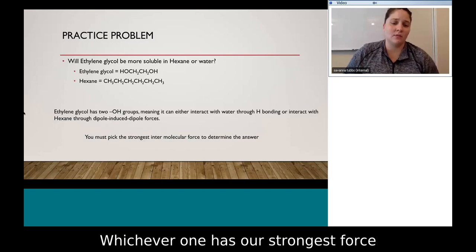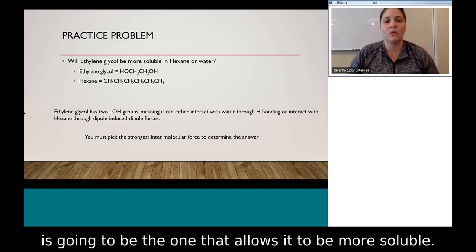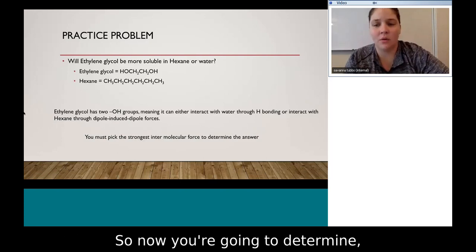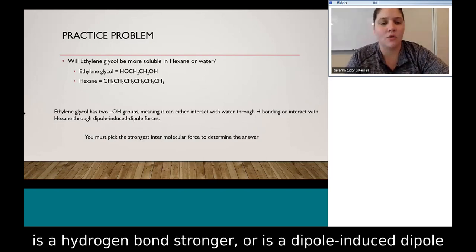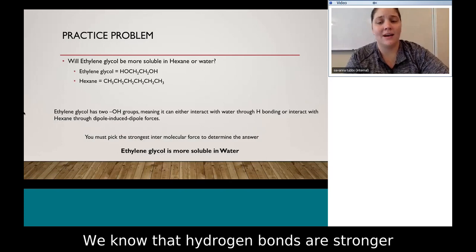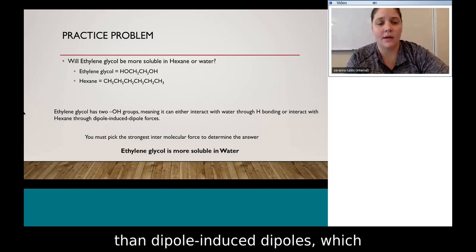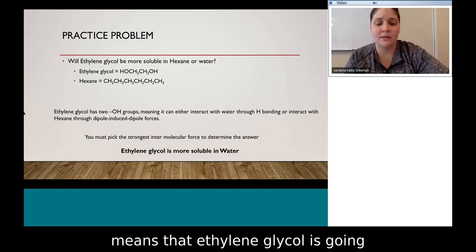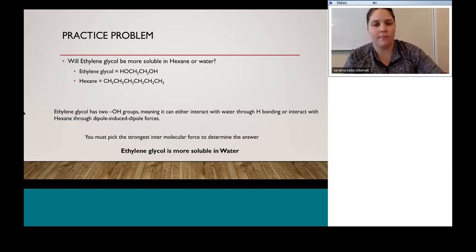Whichever one has our strongest force is going to be the one that allows it to be more soluble. So now you're trying to determine, is a hydrogen bond stronger or is a dipole-induced dipole force stronger? We know that hydrogen bonds are stronger than dipole-induced dipole, which means that ethylene glycol is going to be more soluble in water.